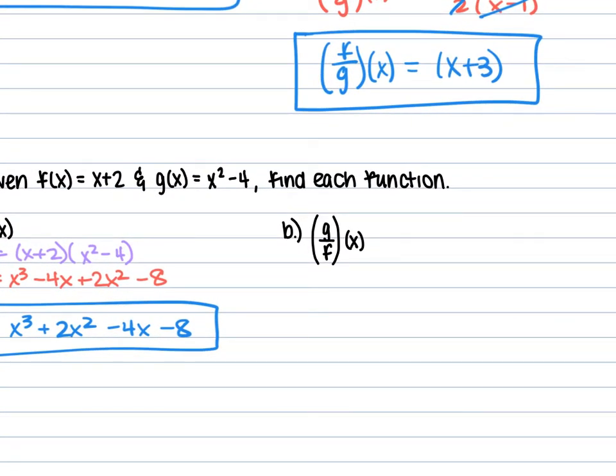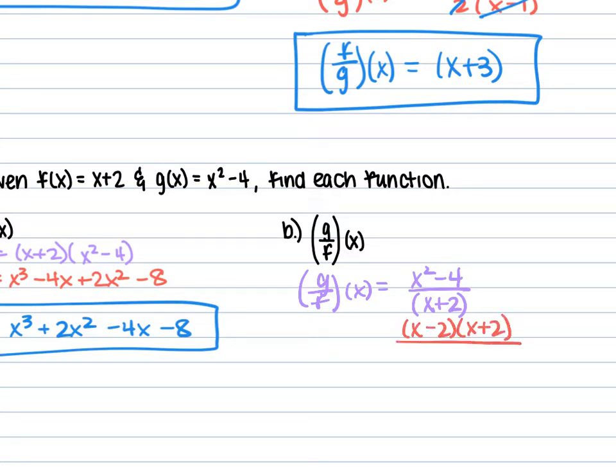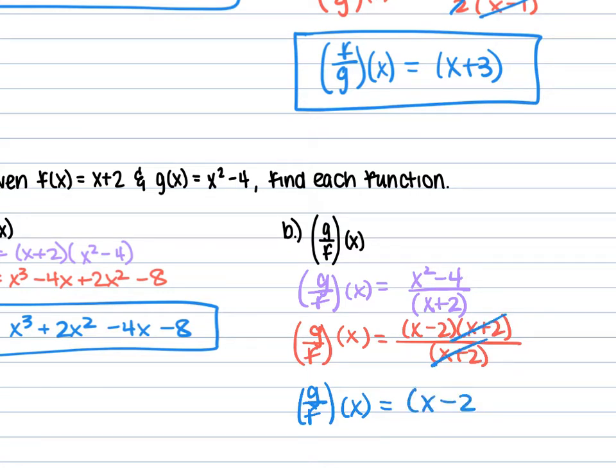For b, we have g over f of x. So this is going to be g divided by f of x, which is equal to x squared minus 4 all over x plus 2. We're going to put parentheses around the bottom. We're going to FOIL the top. The top FOILs out to be x minus 2 times x plus 2 all over x plus 2. So g over f of x is equal to just x minus 2.